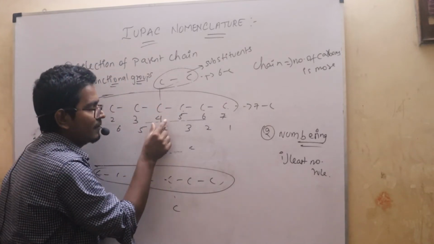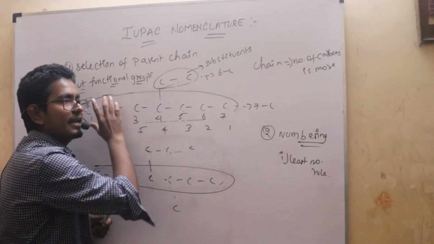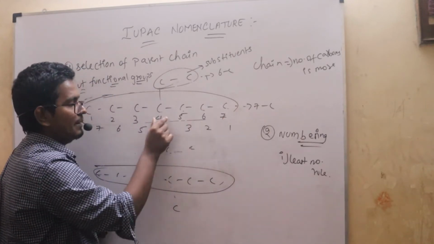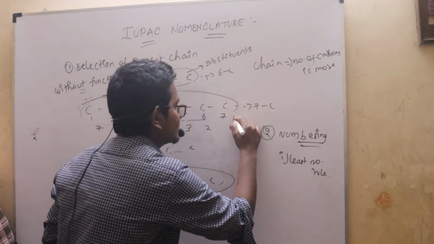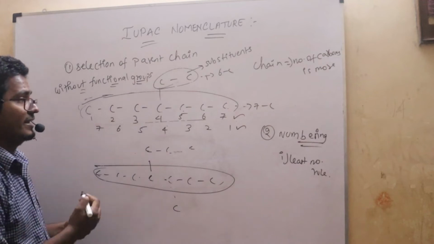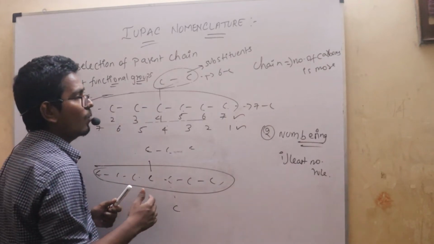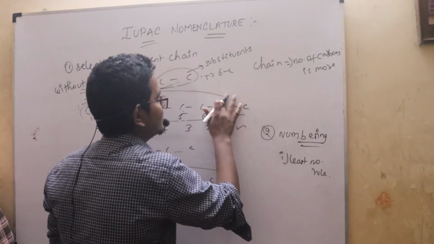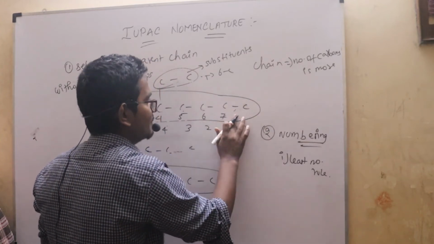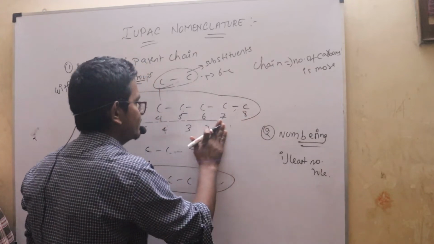So I'm seeing that whenever I'm giving the numbering from the right side and from the left side, I'm getting the same number. So if I'm getting the same number, then both ways are correct. But what happens is that if I'm increasing one more carbon here, that means it will be known as the 8th carbon, right?